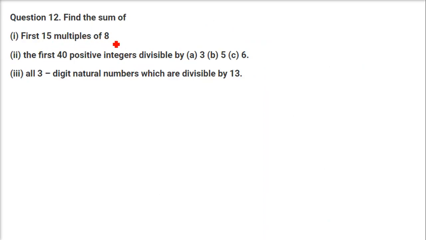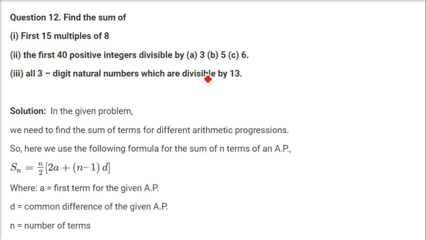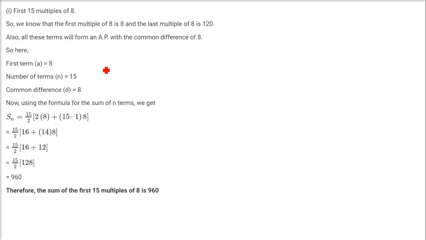Find the sum of first 15 multiples of 8. So I'll start with this one, then we'll go ahead with all these. First 15 multiples of 8. So what is the first one? 8. Right? And 15 multiples, so 8, then 16, like this. So 8, 16, 24, like this. And because the first term is 8, the common difference is also 8, and then 15 multiples. So as n is 15.